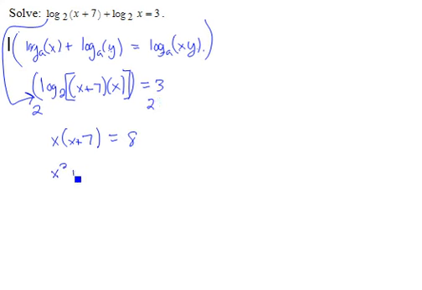So x squared plus 7x must equal 8. If we subtract 8 from both sides, we get this expression. We have a quadratic that's equal to 0. If we do x plus 8 and x minus 1, we will factor the left-hand side. Notice we need factors of negative 8 that add to 7, and those factors are positive 8 and negative 1.